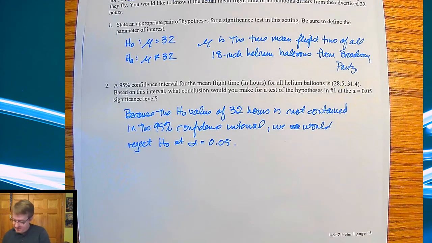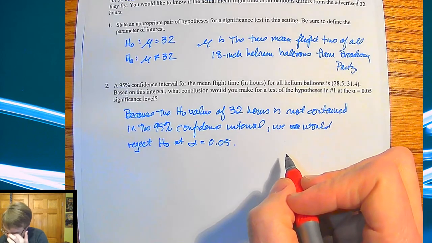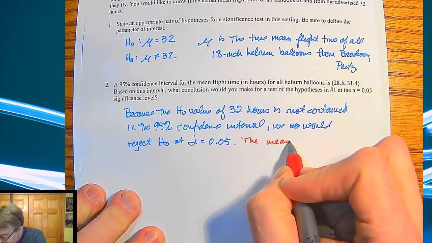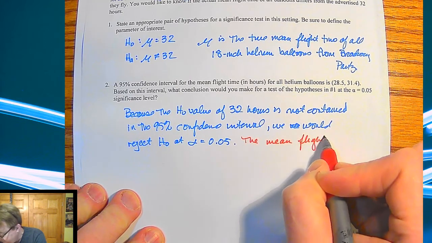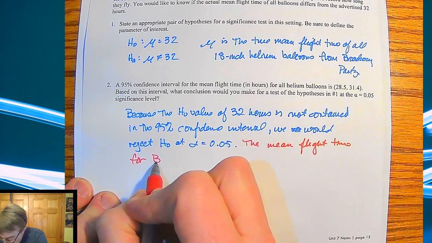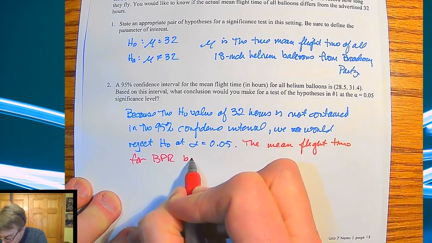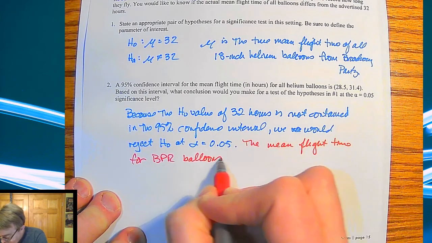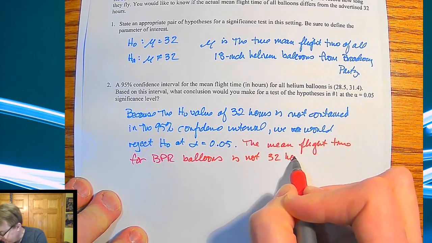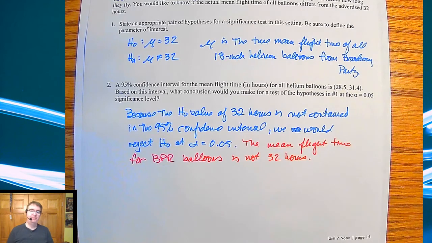Let's take this one step further. So the mean flight time for Broadway Party Rental balloons is not 32 hours. Ta-da.